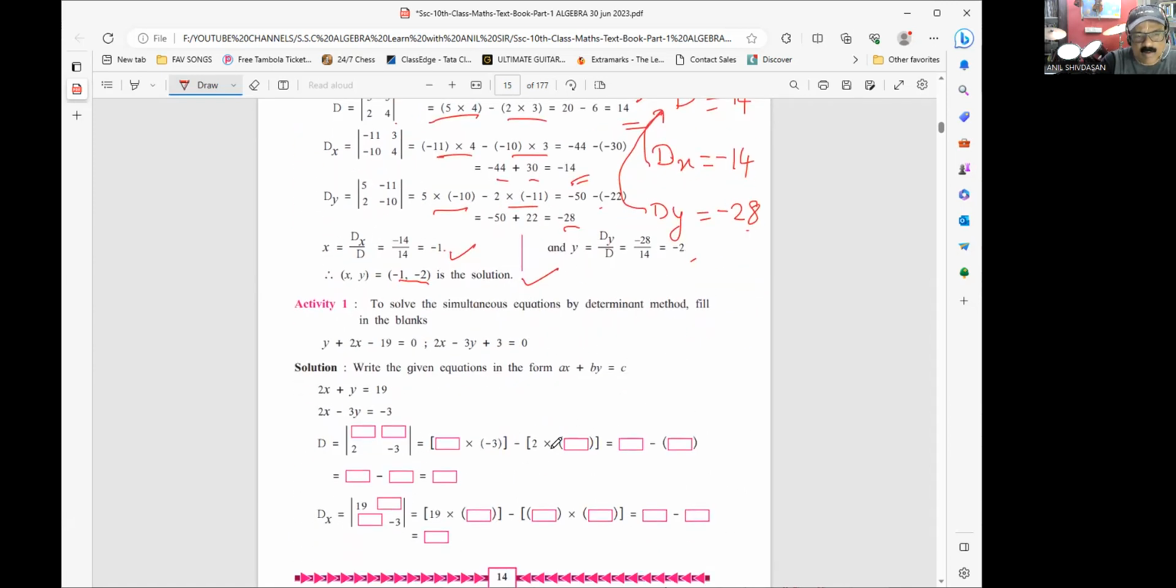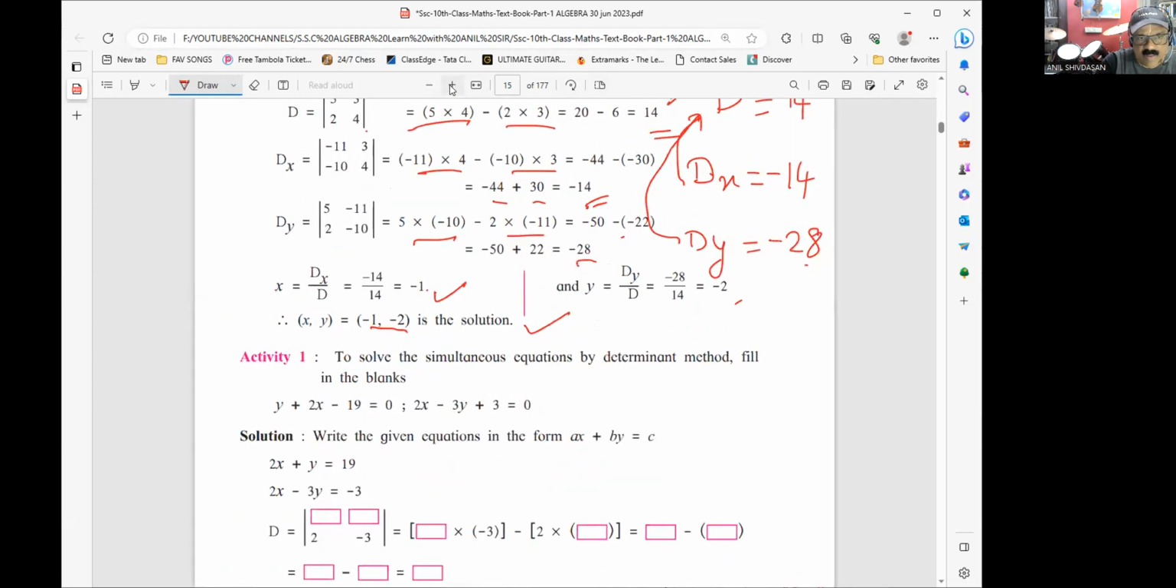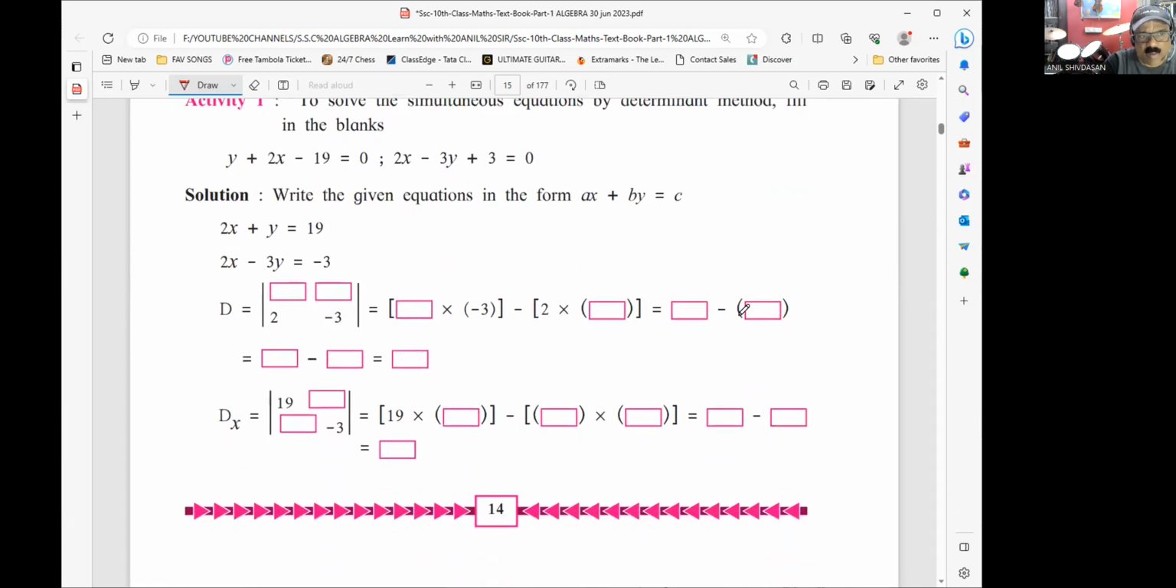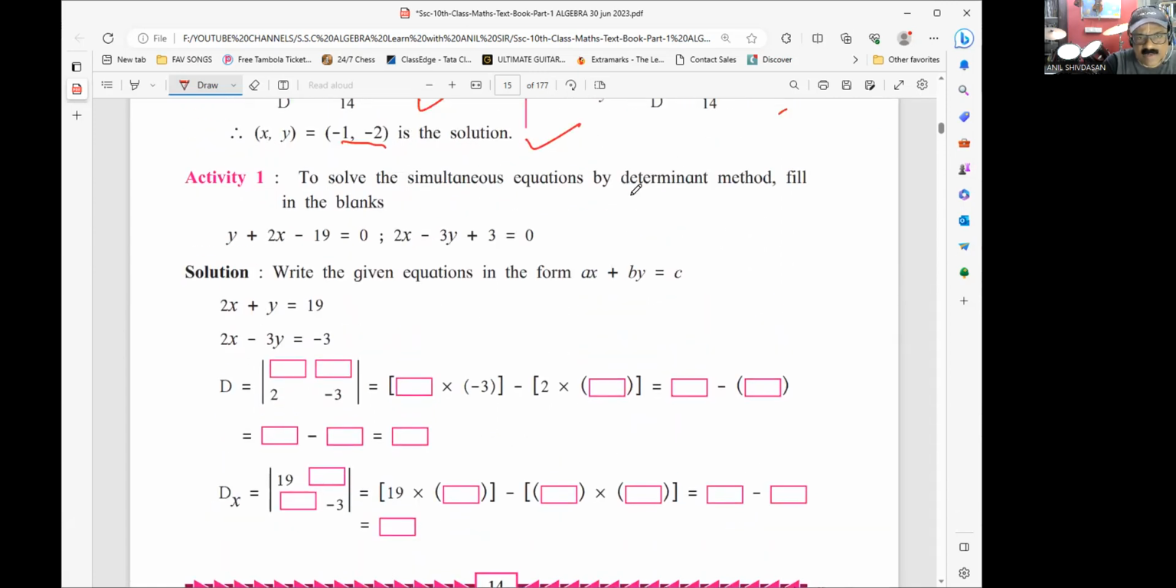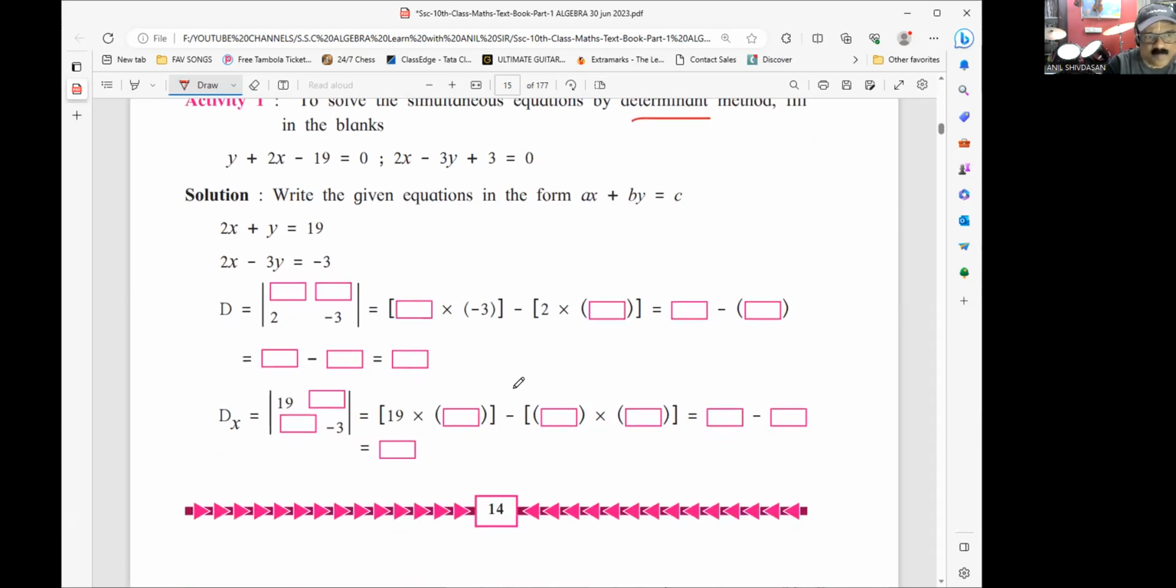Okay, now let us look at this example. It is an activity, actually. I'll just increase the size a bit so you can clearly see. To solve the simultaneous equations by the determinant method, which is nothing but Cramer's rule: what is it? 2x plus y equal to 19.